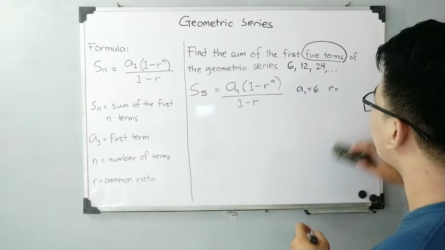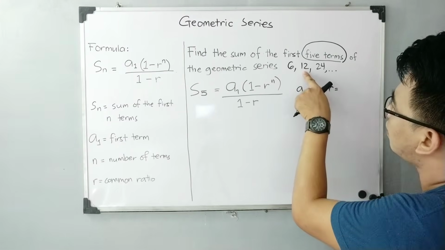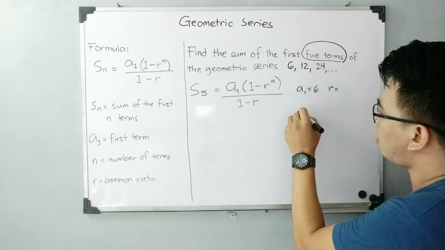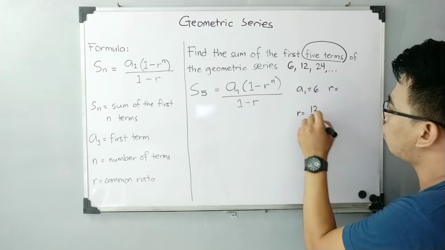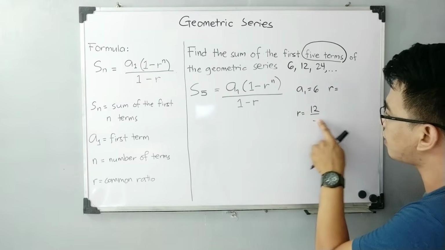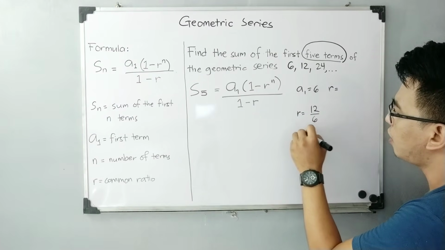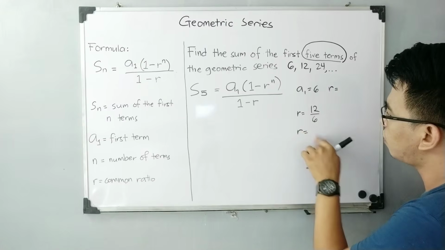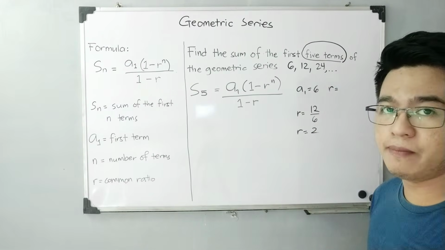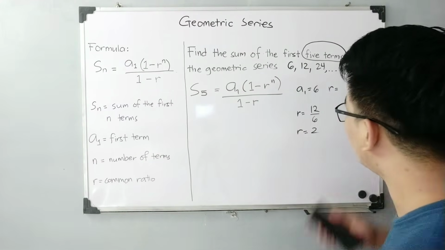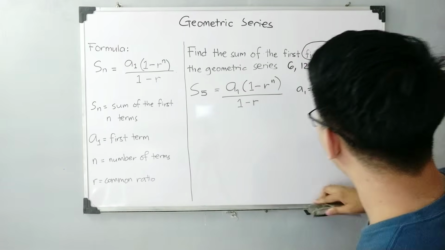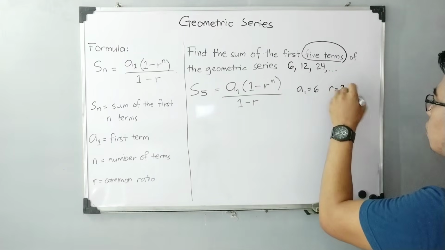Okay? Now, as for the value of r, we need to divide the second term by the first term. r is equal to 12 over 6. As you can see, your r is equal to 2 because 12 divided by 6 is equal to 2. So your common ratio is equal to 2.